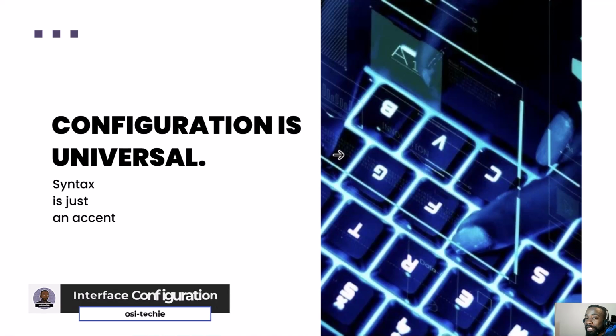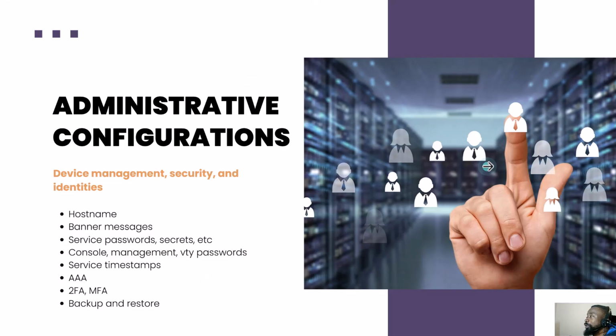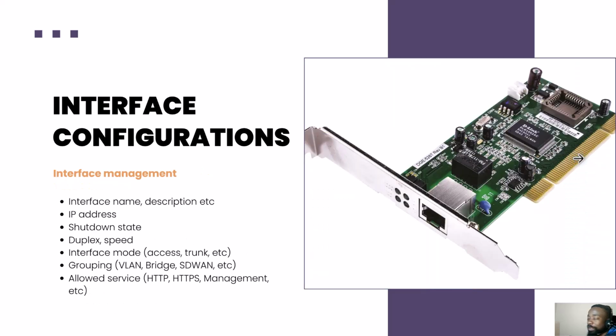So in our basics of configuration series, we've covered a couple of things, right? We've done the introduction and we've seen all the categories of configurations that we can have, and then we've also done the administrative configurations, right? Next, we're going to be taking a look at what we call interface configurations.